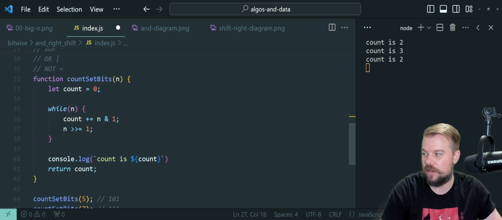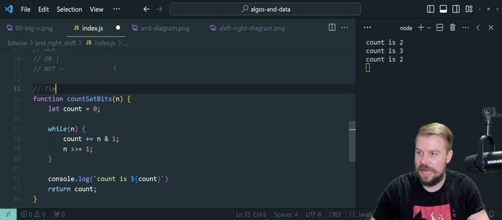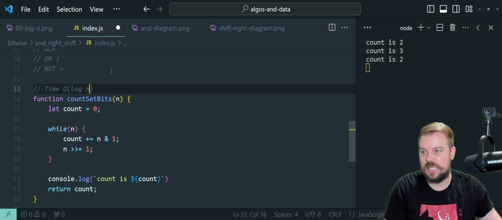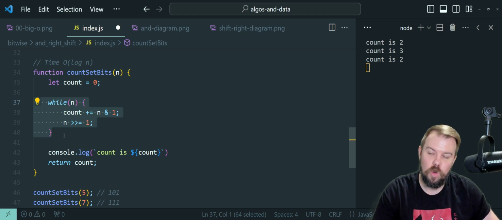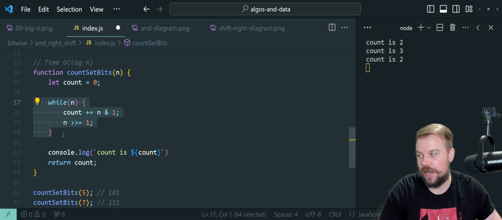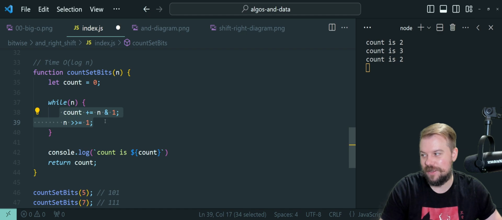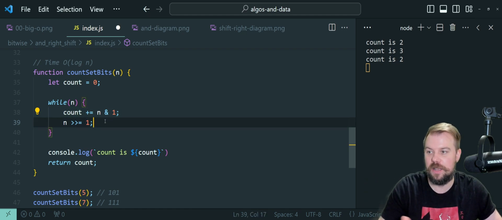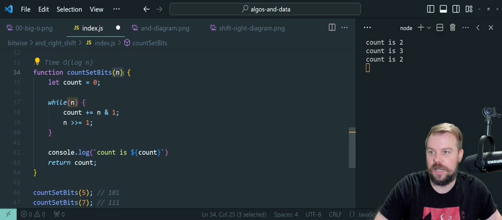To achieve this right here, in terms of big O in this particular case, it has a time complexity of log n. That's because, as we can see here, this thing will always loop over a number's bits at least one time, right? So each iteration removes the least significant bit of n by shifting it to the right, which means the loop runs for each bit of n. So the bigger n is, the more times this thing will have to keep running its loop.